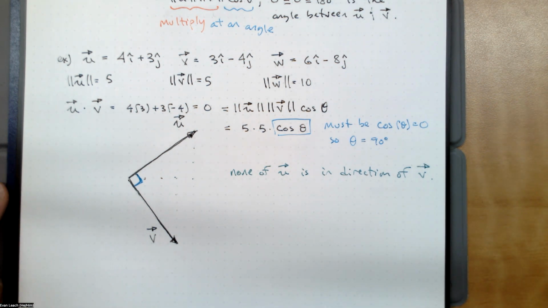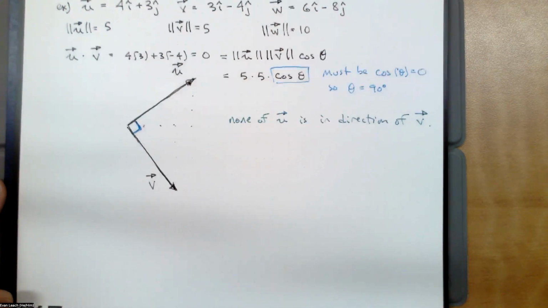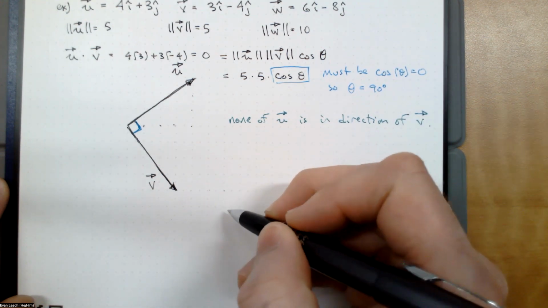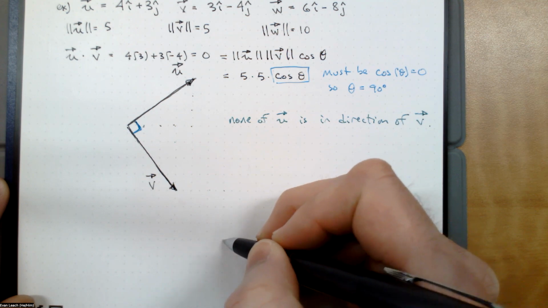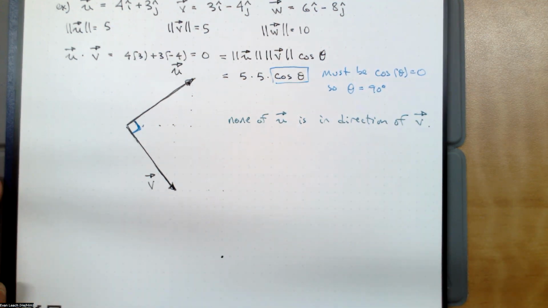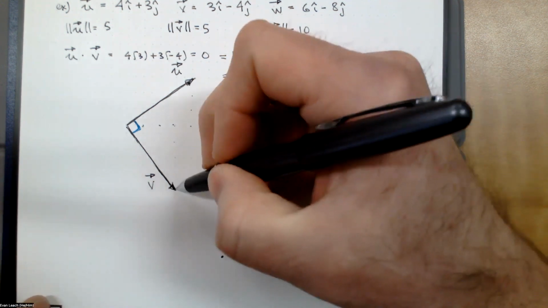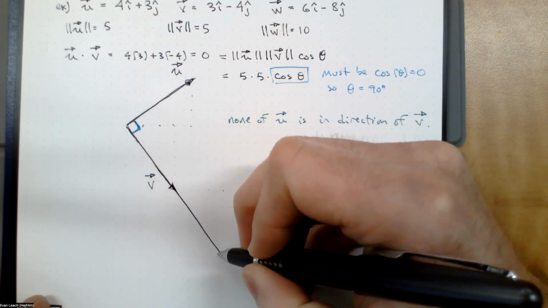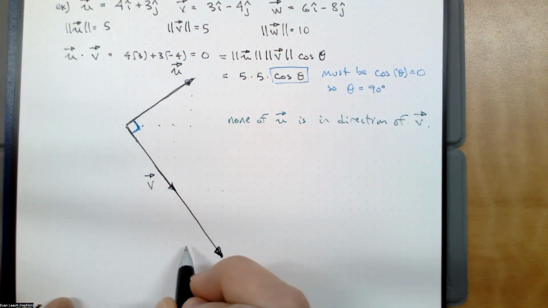Now we also had the vector w, which was 6i minus 8j. Before I started, I thought, well, you need to do it half scale. But I just did full scale. So the way that we set the problem up is that w is in the same direction as v.